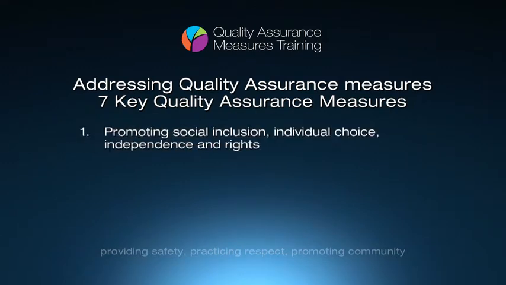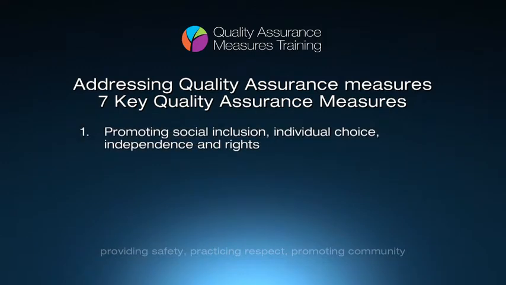In this final segment on Part 5 of the regulations, our focus is on the quality assurance measures for the application entities. Quality assurance measures specific to application entities will come into effect on July 1st, 2011. There are 7 key quality assurance measures.